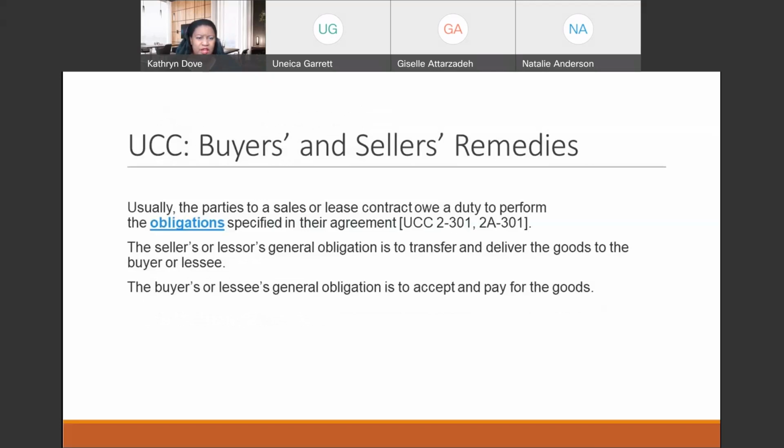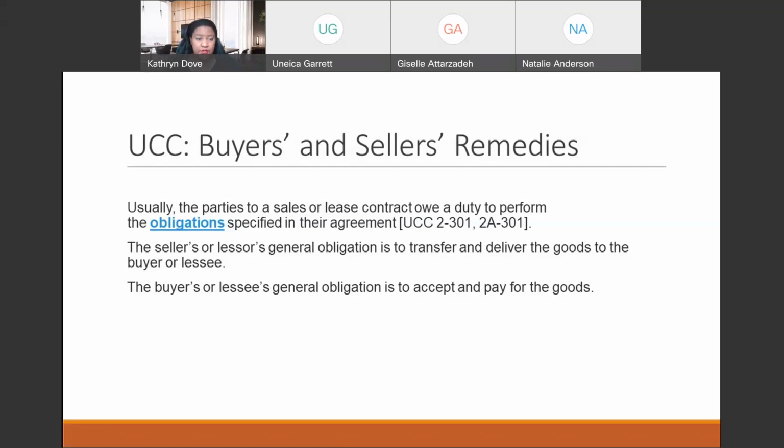a breach of contract. So usually the parties to a sale contract, or it could be a lease, because sometimes people lease goods. They lease cars, they lease lawnmowers. Sometimes people lease things instead of buy them. So the parties to the sale or lease of a contract owe a duty to perform the obligations as specified in the agreement. That is set forth in these two UCC provisions.